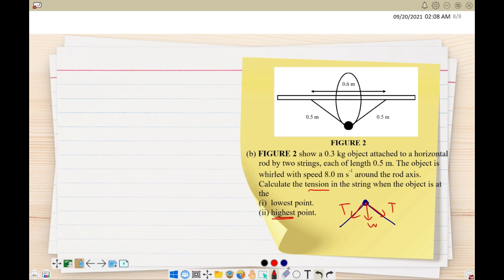Okay, jadi kita kena, hold on, saya nak tulis kejap. Kita nak cari tension at the highest point. Okay, at highest point. So you need to draw your free body diagram to make sure you have the correct calculation. Okay, so kita draw you punya direction. So you have the weight in this direction, towards the center of the circle, dan ini adalah you punya tension 1, ini kita punya tension 2.